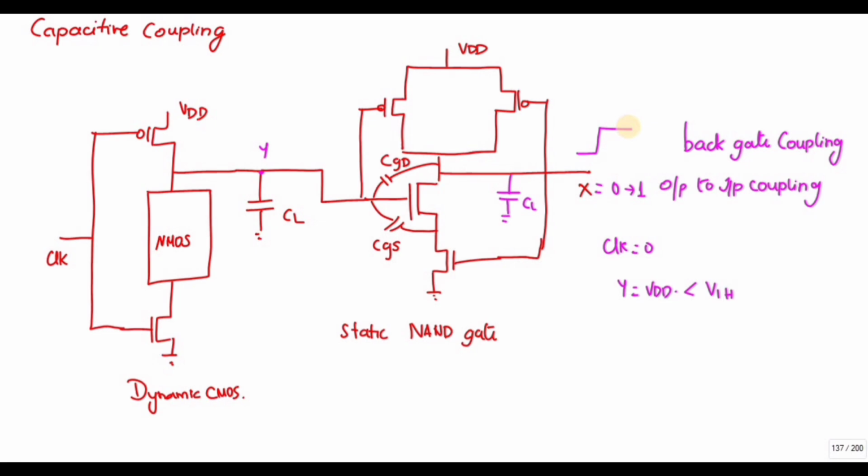So while designing this dynamic CMOS circuit, we have to take special care to minimize this capacitive coupling. Since we have this static gate, it will also consume a small amount of static power. Static power is dissipated.